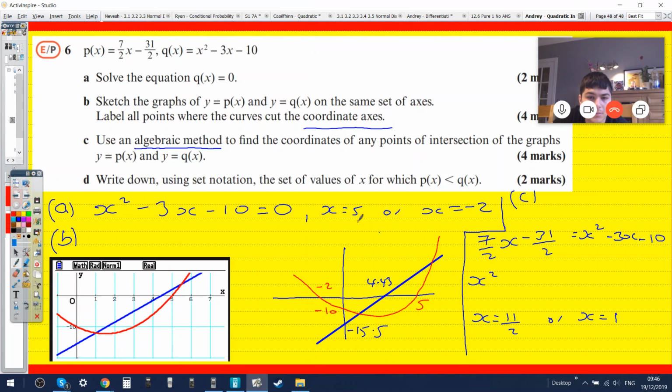Yeah. So now I need to sub those two x values into one of the equations to get y. Yeah. And so, okay.